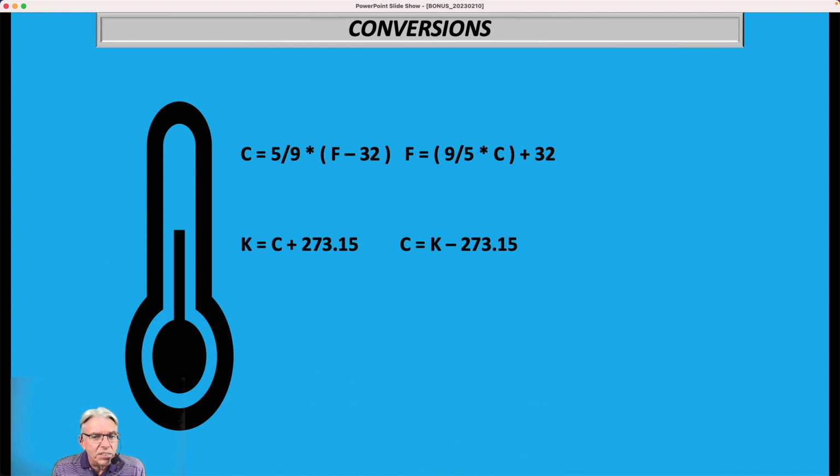Let's say that the Celsius temperature was 20. Well, 9/5 times 20 is, I believe, 36, and then you add 32, and you get 68. So the Fahrenheit temperature for 20 degrees C is 68.